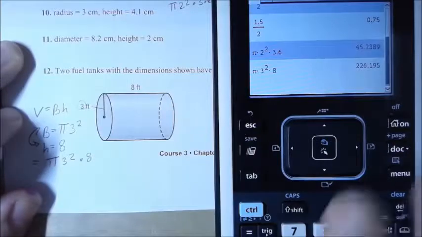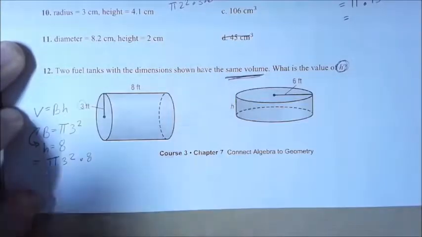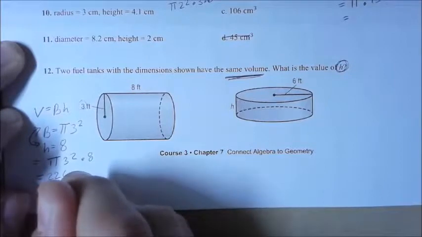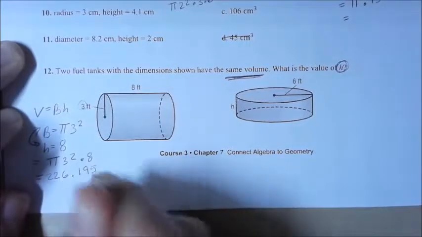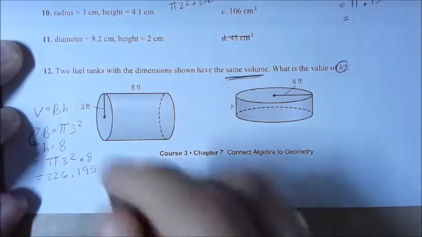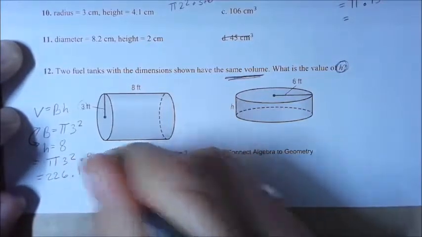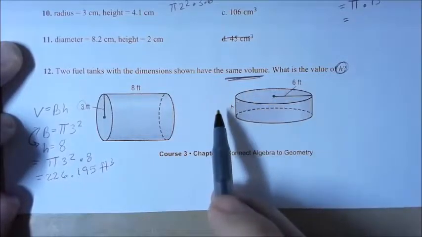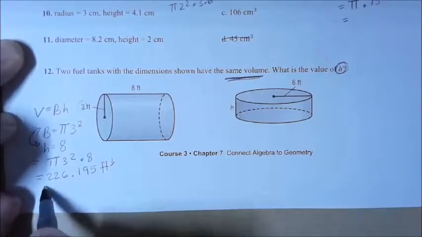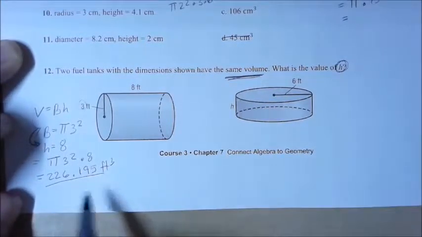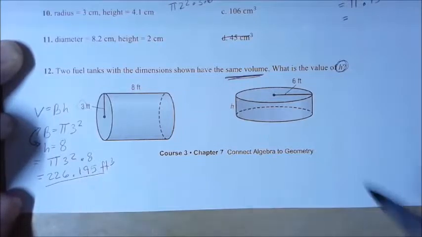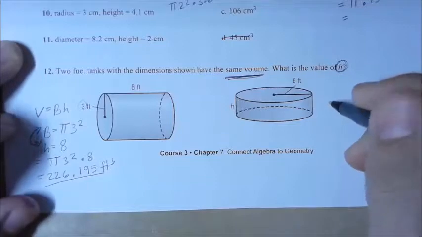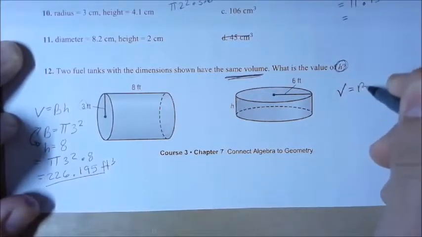Now that gave me 226.195. So I'm going to go ahead and put 226.195. This time I'm going to leave this whole thing here in its feet cubed, because we're going to be using this number to help solve for H, and I'll show you what I mean by that. It said they have the same volume, right? Well, this is the volume of it. So if we know this is our equation, B times H, we got to use some critical thinking here.